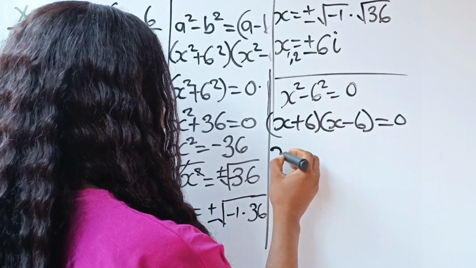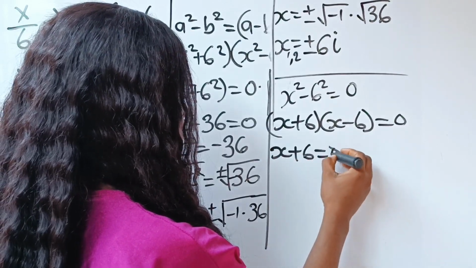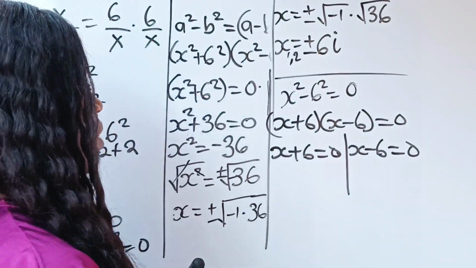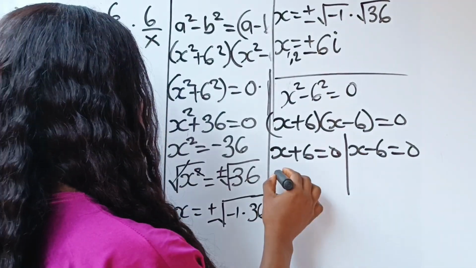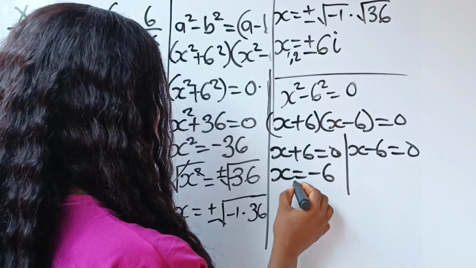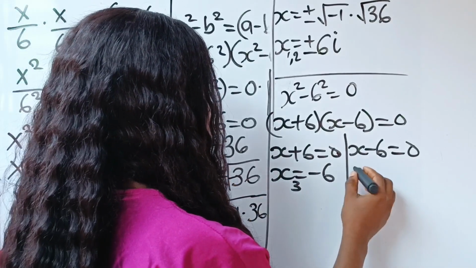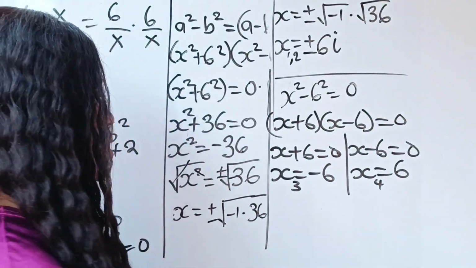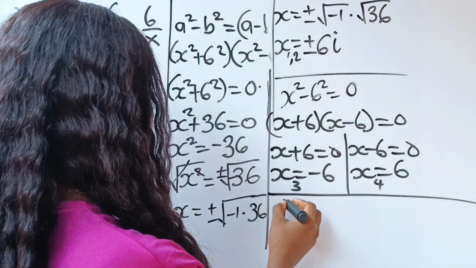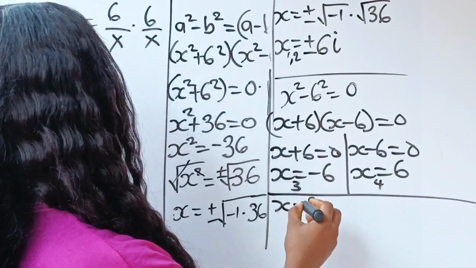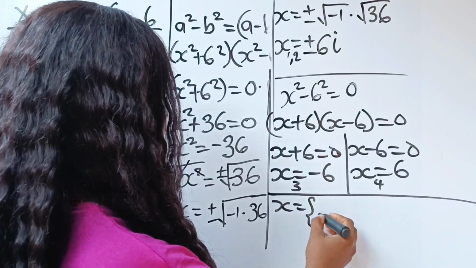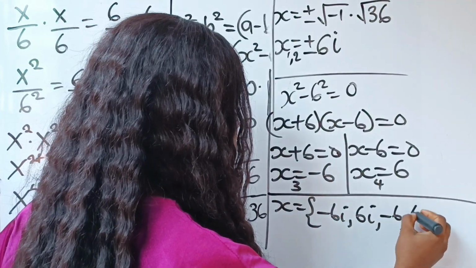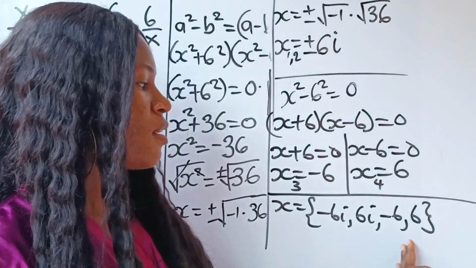So from here we can see that x plus 6 is equal to 0 and x minus 6 is equal to 0 as well. From this one you can see that x is equal to minus 6, so this becomes the third value of our x, and from here you can see that x is equal to plus 6, and this becomes the fourth value of our x. Now these are the values of x that we got. Our x is a set of minus 6i, plus 6i, minus 6 and plus 6.